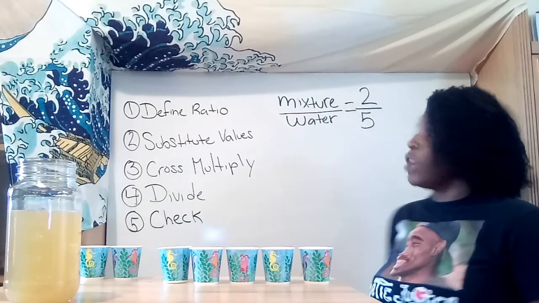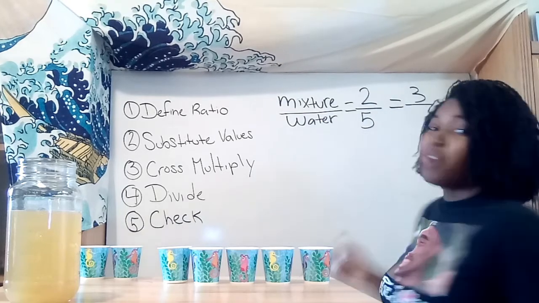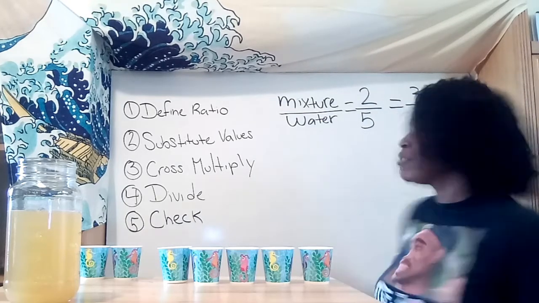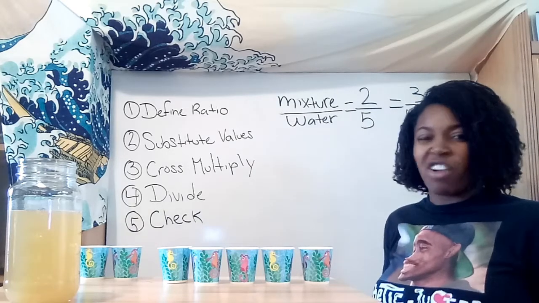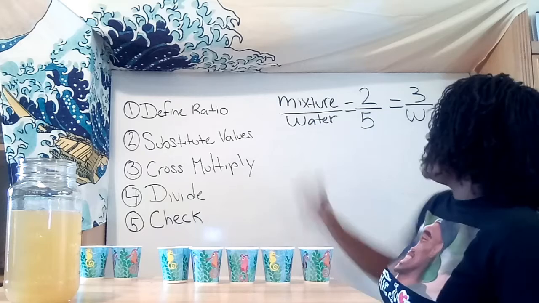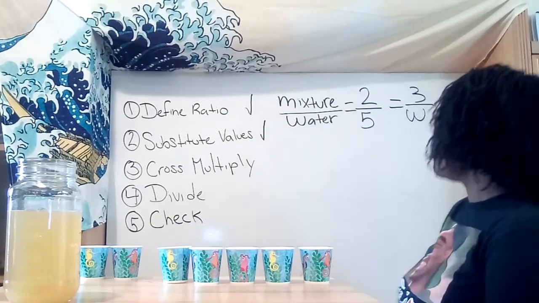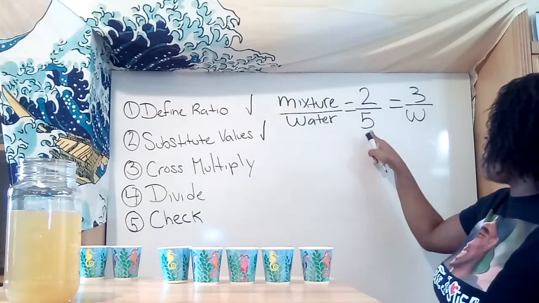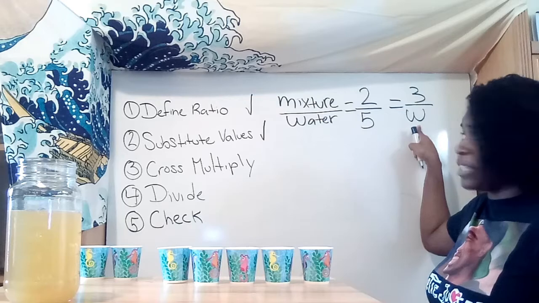Now my ratio, however, is 3 parts of mixture, and we don't know how much water is supposed to be in there now. So we're just going to use W to show that we don't really know how much water is supposed to be there, all right? So we've defined our ratio. We've actually already substituted in our values, right? 2 parts of mixture and 5 parts water goes to 3 parts of mixture, and how much water? That's what we need to solve for.